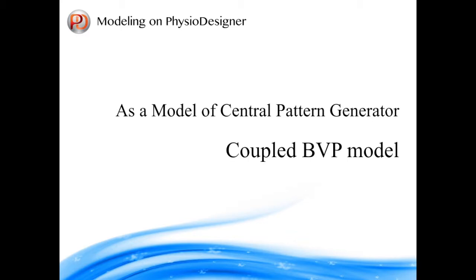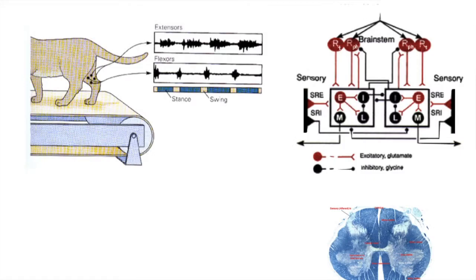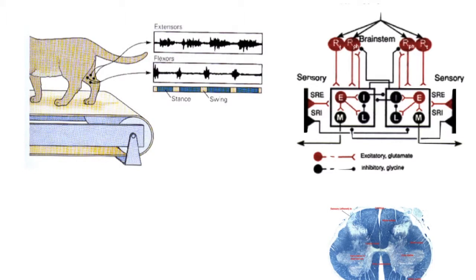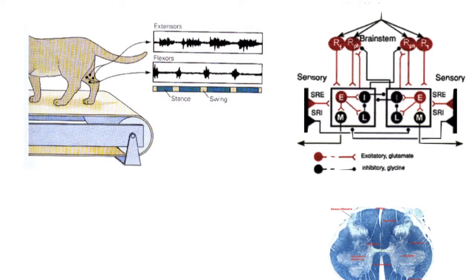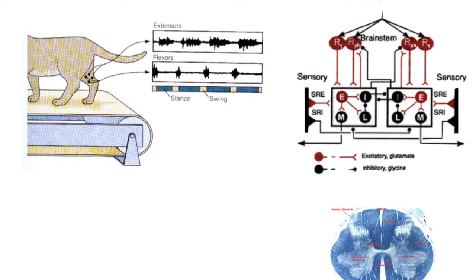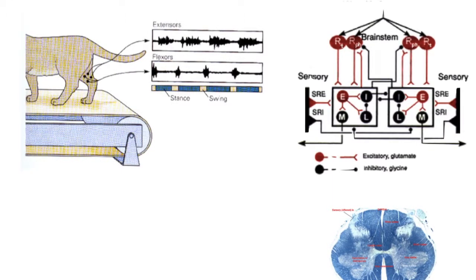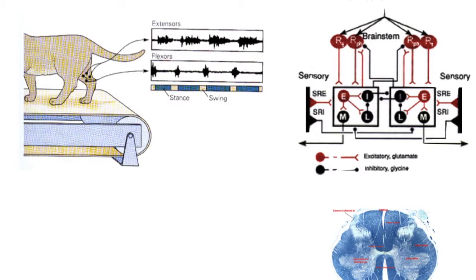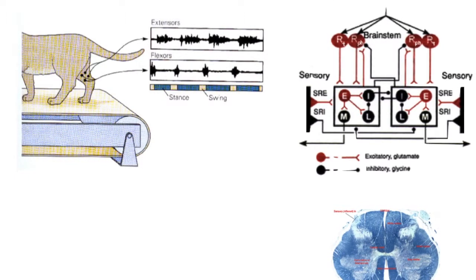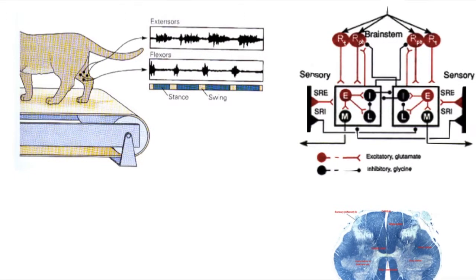In this tutorial, we will create a simple central pattern generator model using a BVP model, which we created in the previous tutorial. The model is composed of a couple of two BVP models. A central pattern generator, called CPG, is a functional neural network, which creates basic periodic muscle activity patterns for locomotion. For example, flexor and extensor muscles at a limb are activated periodically in an antiphasic manner during walking.